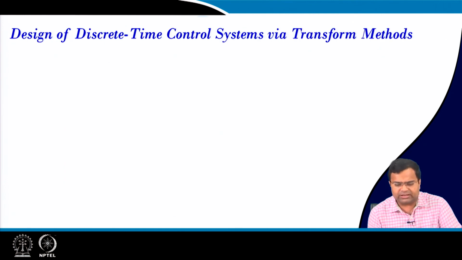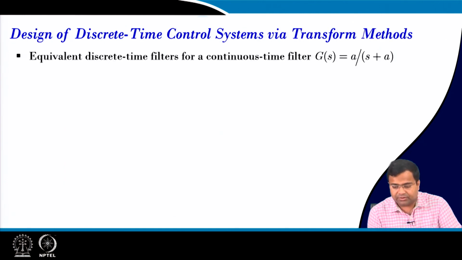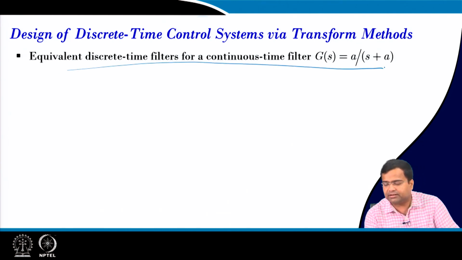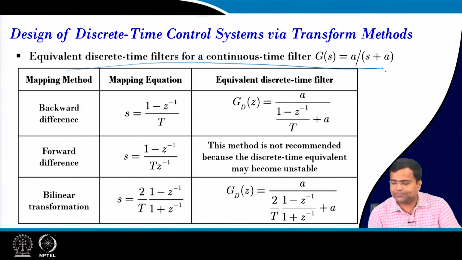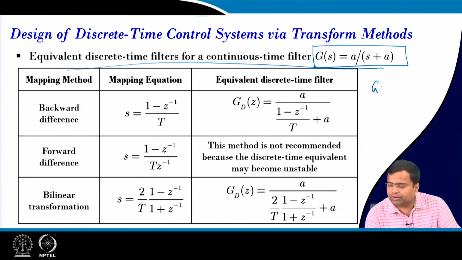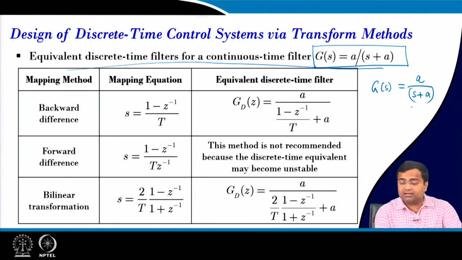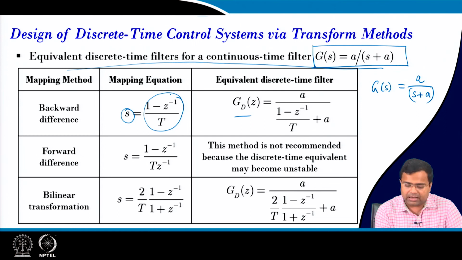Okay. Now, design of discrete time. If you want to design an equivalent discrete time filter for a continuous time filter, that means G(s) equals 1 by s plus a. Suppose this is the continuous time filter that you want to design, which is a kind of low pass filter. Then how can we get its digital version? If you use the backward difference, we simply replace s with this term that we know, and there is a sampling time, so it will take this form.